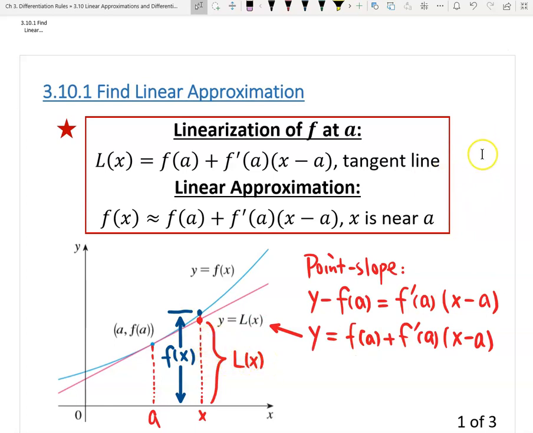If I write it down, it's like this. f(x) is approximated by L(x). From the graph, it's easy to have a look, right? Because these two points are very close to each other. If we put the L(x) into here, that's what we call the linear approximation.